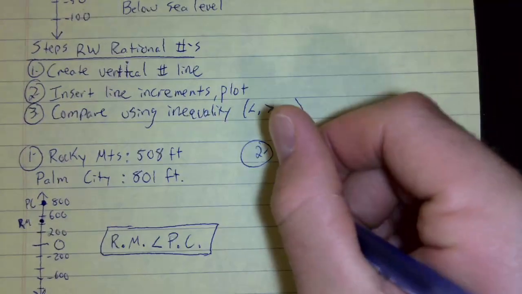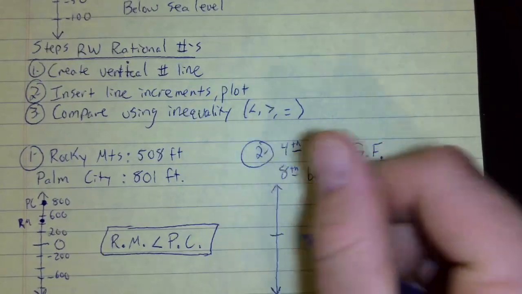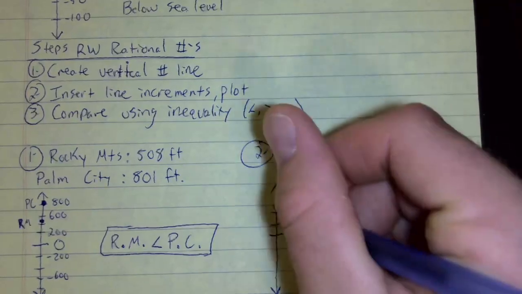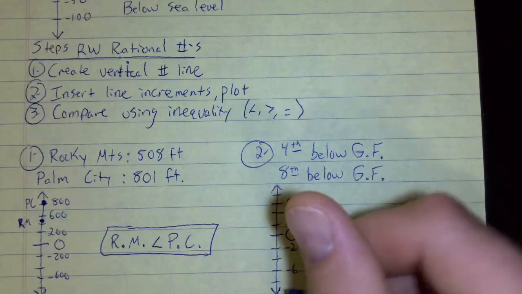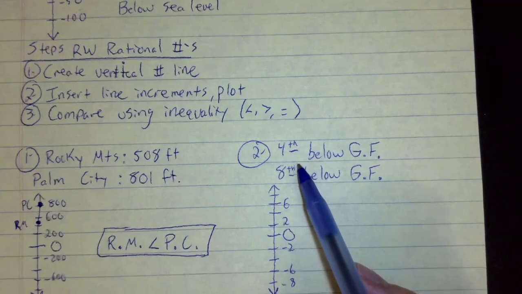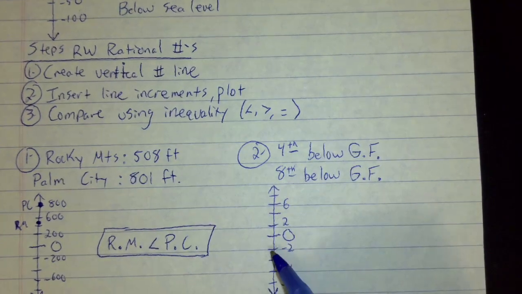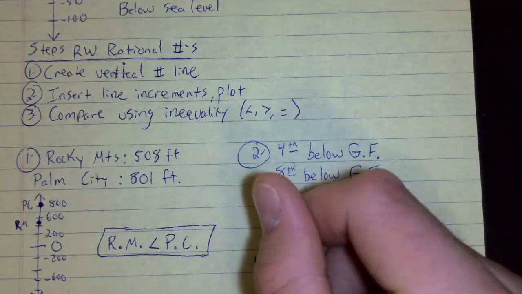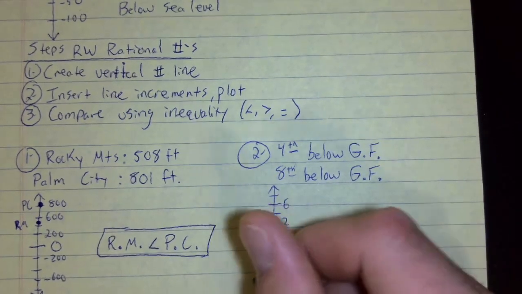Okay, so just make your number line. Draw out that number line, and the 0 is going to represent ground floor. And we'll just go up by 2, 4, 6, 8, negative 2, negative 4, negative 6, negative 8. Then step 2 is just plot. So 4th floor below ground floor, 2, 4. Go ahead and plot. And there is your 4th floor below. And 8th floor below is at negative 8.